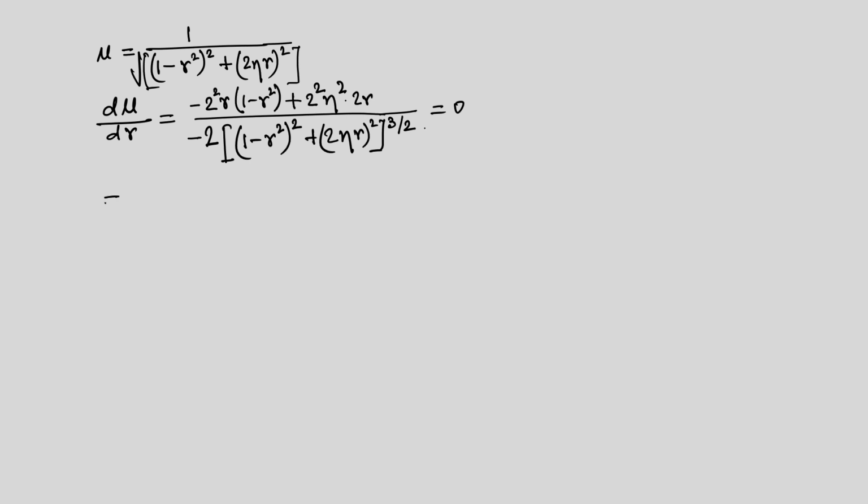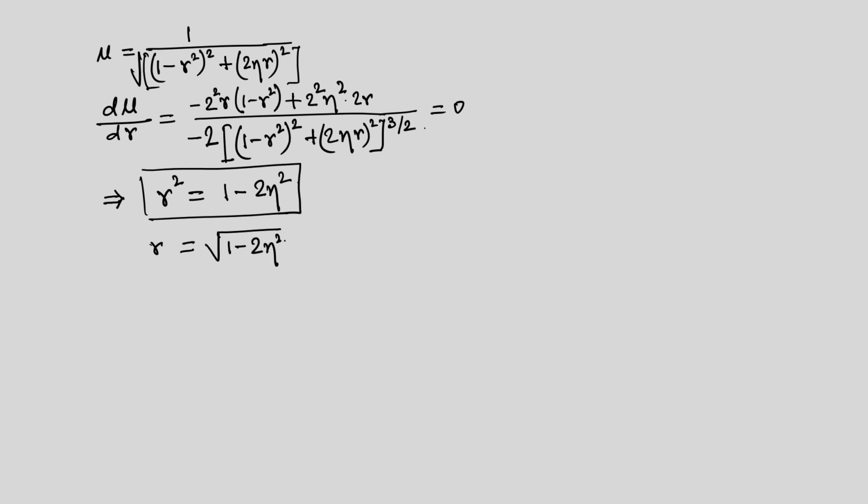Obviously, if we solve this expression, we will get R square is equal to 1 minus twice eta square. So, this is the expression. I leave it as an exercise for you. It is very simple. You do it and cross verify. So, what we get? R square. So, we can find out what is R. R is equal to square root of 1 minus twice eta square.